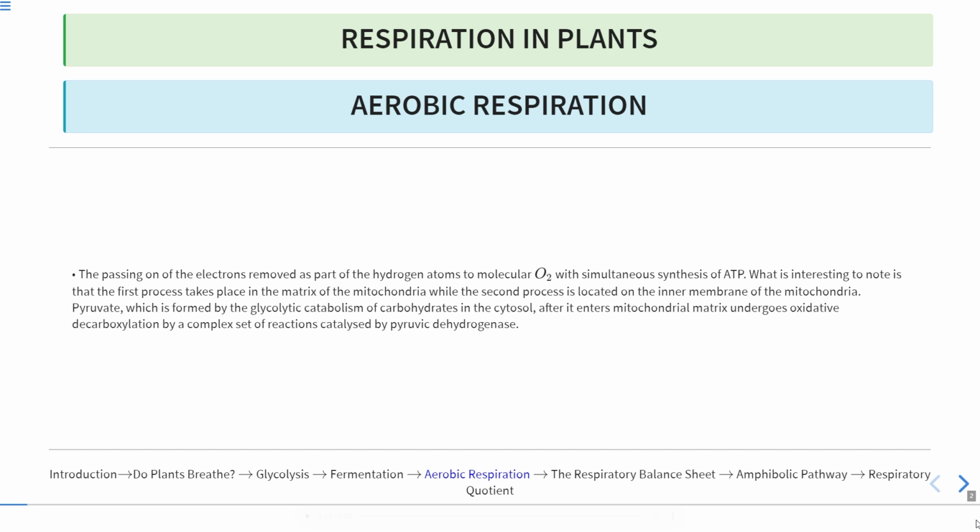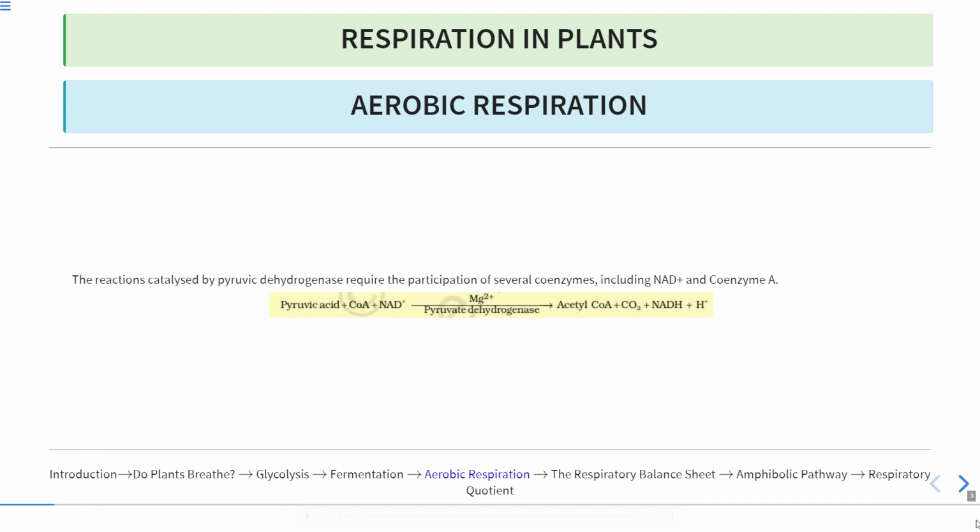So first of all, what happened? The pyruvate, which is the end product of glycolysis that occurs in the cytoplasm, gets catabolized. Catabolized means it gets broken down, when it enters the mitochondrial matrix, and undergoes oxidative decarboxylation by a complex set of reactions that is catalyzed by an enzyme, and this enzyme is called pyruvate dehydrogenase, a very important reaction.